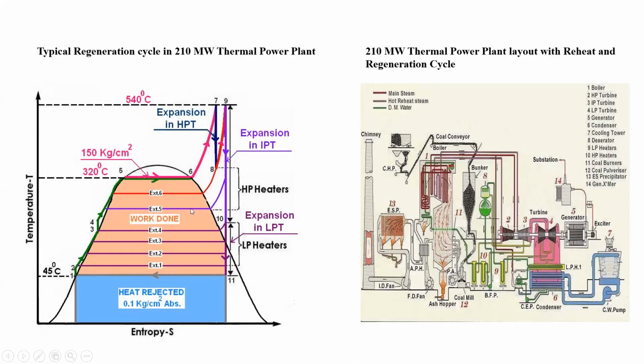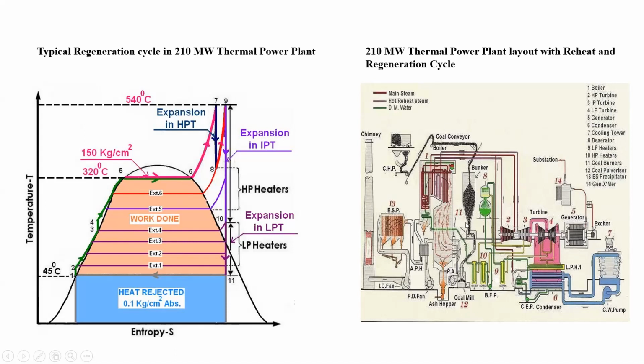These are the high pressure extractions, and they are fed to the high pressure heaters. And these are the low pressure extractions, 4, 3, 2, 1, taken from the low pressure turbine. That's why they are called low pressure extractions and given to the low pressure heaters, and high pressure extractions given to the high pressure heaters, so that the temperature of the feed water is increased.